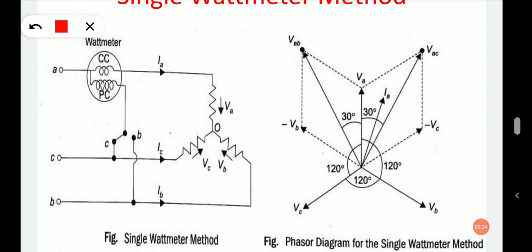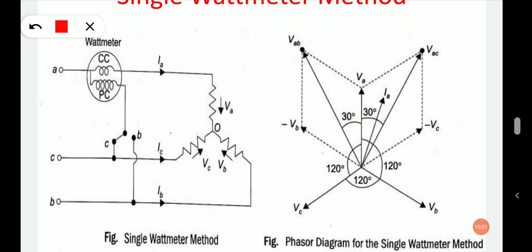Here the current coil is connected to one of the lines on which one end of the pressure coil is also connected. The other end of the pressure coil is made to alternate between the remaining two lines via a switch. Here it is to be noted that this method is applicable only for a balanced load.